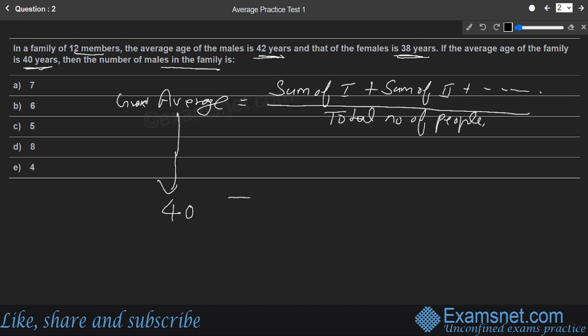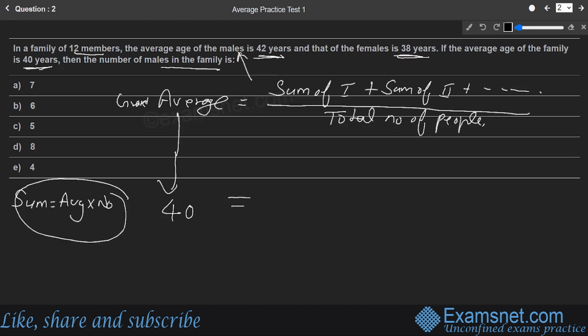So we can write just 40 is equal to the sum of the first category. First category is of males. So we need to find out the sum of the ages of all the males present there. For finding out the sum, sum can always be calculated by average multiplied by total number of people involved.